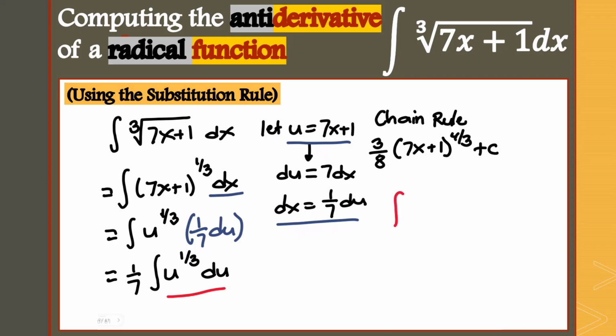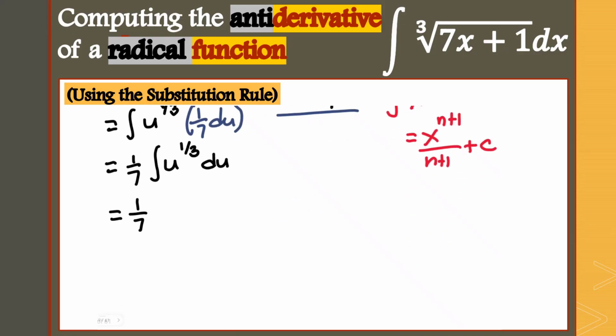This follows the integral of x to the power of n dx, where n is not -1. Obviously, it's 1/3 here. This is the power rule. This means this is equal to x to the power of n plus 1 over n plus 1, plus c. But our x here is now u. So this would be equivalent to 1/7 times, no longer an integral since it fits the criteria, u to the power of 1/3 plus 1, that's n plus 1, over 1/3 plus 1, then plus c here.